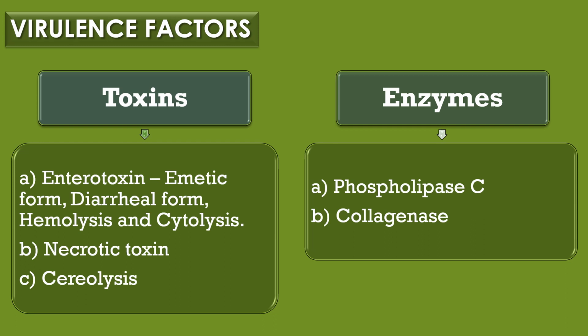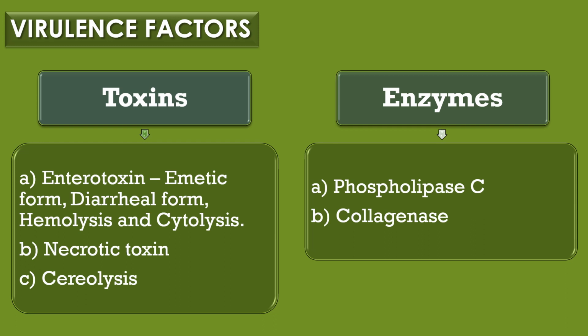Enterotoxin is a major toxin produced by Bacillus cereus, and it causes gastroenteritis. The emetic form of disease is caused by heat stable enterotoxin, and the diarrheal form of disease is caused by heat labile enterotoxins. Next, hemolysis and cytolysis are the activities of the enterotoxins. And next, the necrotoxin and cereulide are also produced by Bacillus cereus. Necrotic toxins are the heat labile enterotoxin, and cereulides are potent hemolysins named after the species Bacillus cereus.